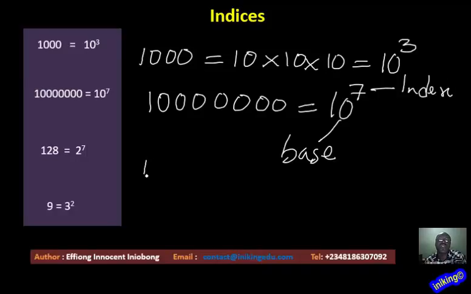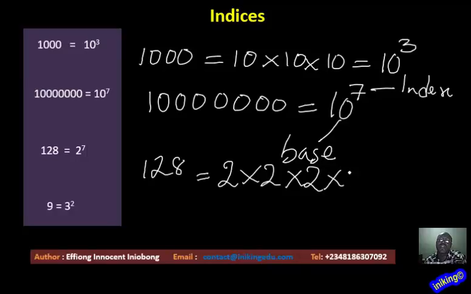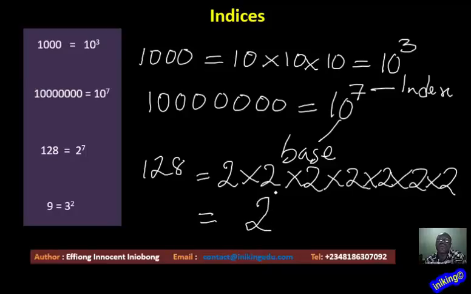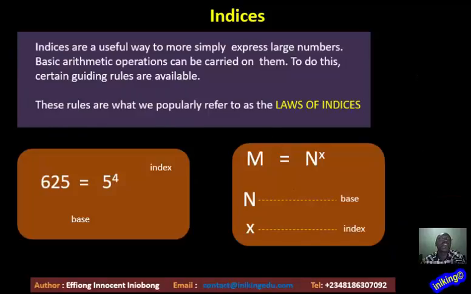Take for example here 128. 128 is what? Using a base of 2, it is 2 times 2, which is 4, times 2, 8, times 2, 16, times 2, 32, times 2, 64, and times 2, that is 128. In indices, we are told that we can simply express this as 2 to the index of 7, or to the power of 7. So we simply say that what?